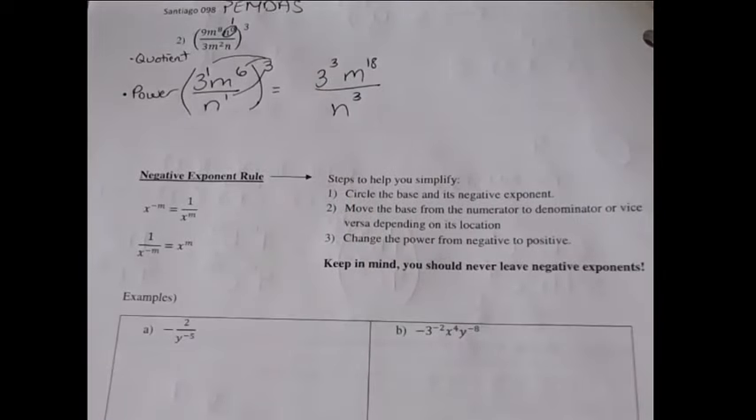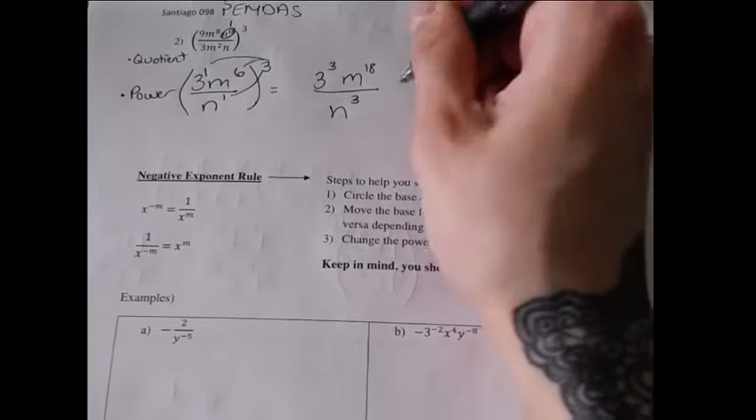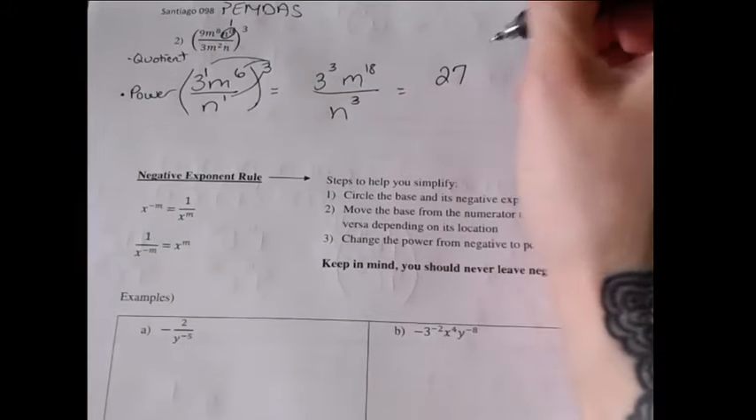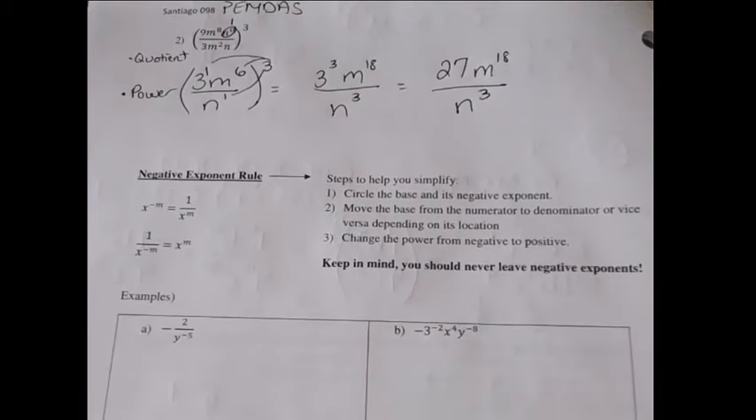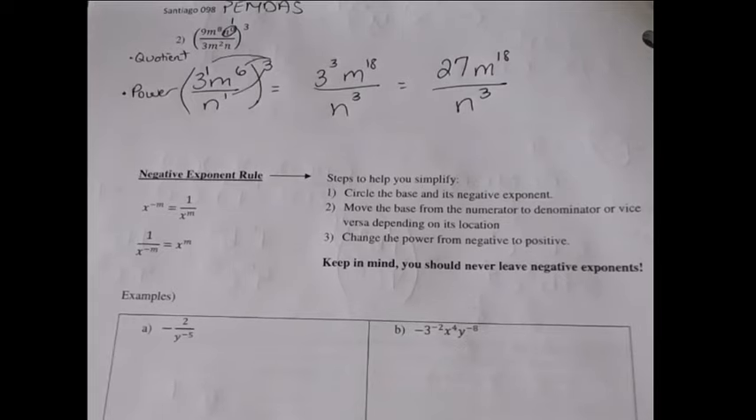I would urge you to be analytical about your numerical bases. In this case, we have a 3 to the third power. 3 times 3 is 9 times 3 is 27. No big deal. Let's evaluate that. So we have an answer of 27, m to the 18th over n to the third. And now we're officially done with this problem. Okay? So again, some good strategy to apply to these kinds of problems is to simplify inside the set of parentheses and then go from there.